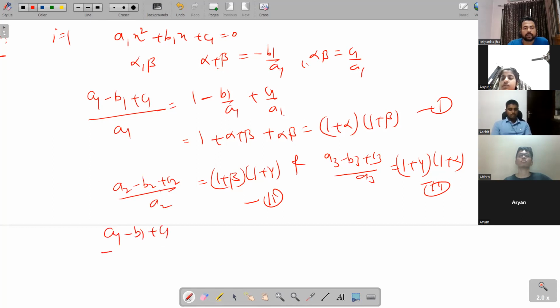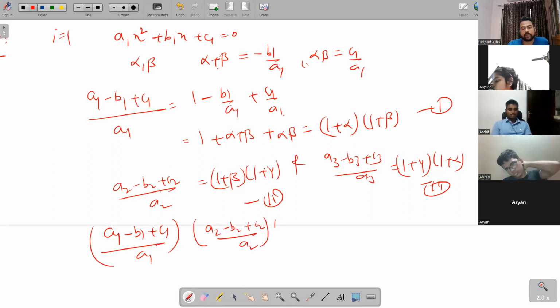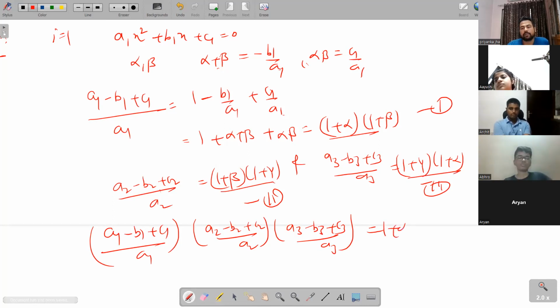(a1 minus b1 plus c1) upon a1 into (a2 minus b2 plus c2) upon a2 into (a3 minus b3 plus c3) upon a3 will be this into this into this. So it will be like 1 plus alpha here and here, square. 1 plus beta here and here. 1 plus gamma here and here. So 1 plus gamma whole square.